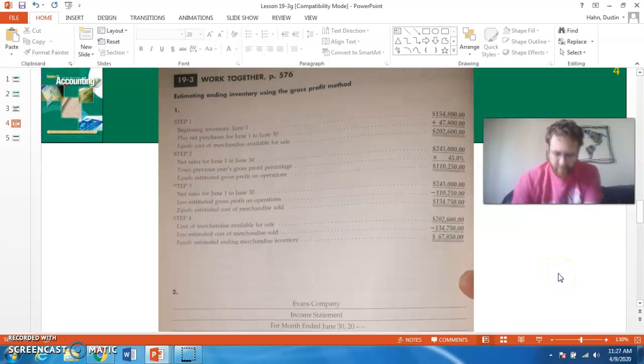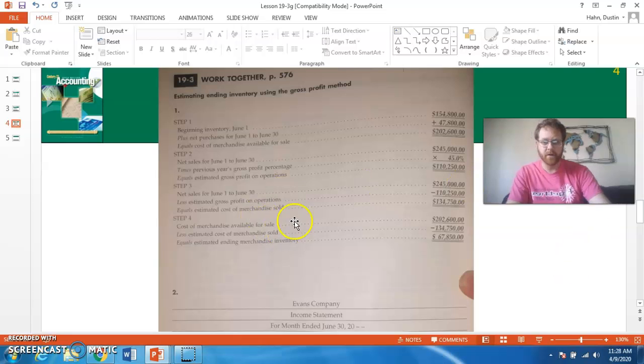All right, I'm going to read the work together for you. Use the following information obtained from the records and management of Evans Company to estimate the cost of the ending inventory on June 30th. Estimated beginning inventory on June 1st is $154,800. So there are 5 numbers that are coming out of the book. It's giving you your estimated beginning inventory of June 1st, which is $154,800. That came straight from the book. So right there's that number.